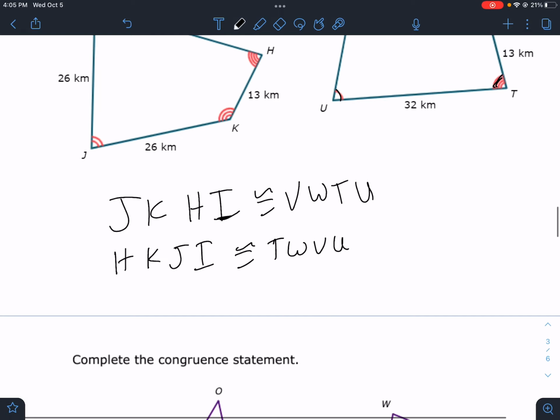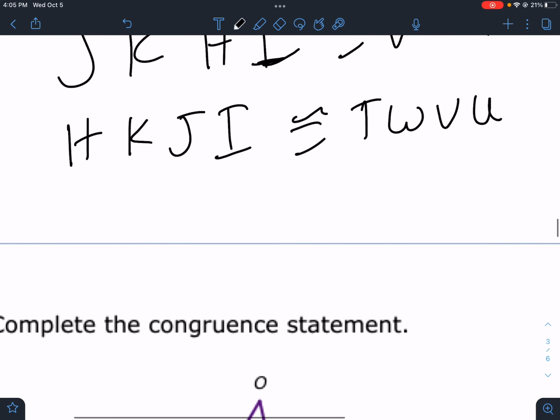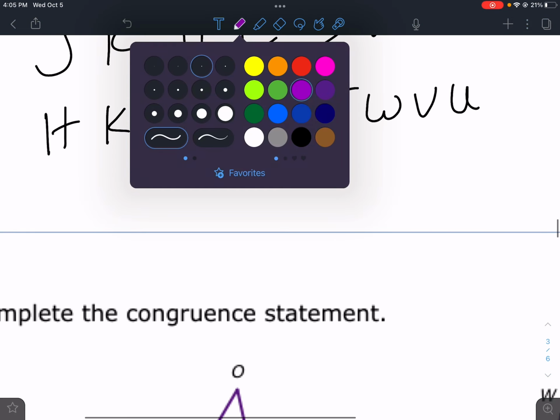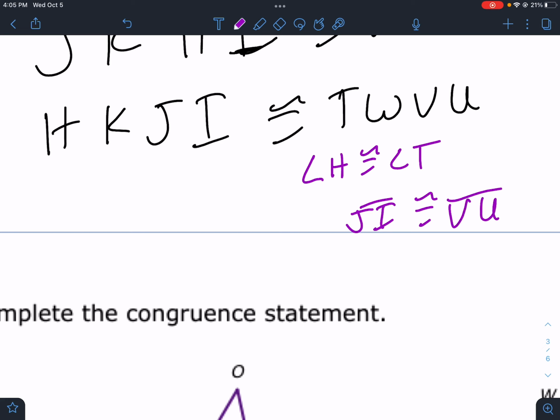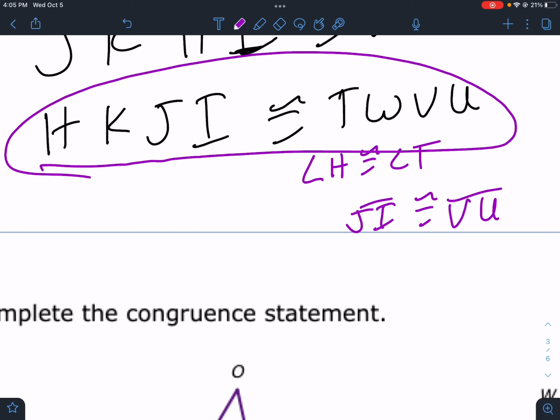And now, just so you know, more often than not, I will actually give you the congruency statement. So what if this was what I told you? I said HKJI is congruent to TWVU. What would you know? You would know that angle H is congruent to angle T. You would know that JI is congruent to VU. Those are the things you would know. If I gave you this statement, I don't care what the picture looks like. I don't care if they look congruent. If I give you this statement, you have to trust the statement.